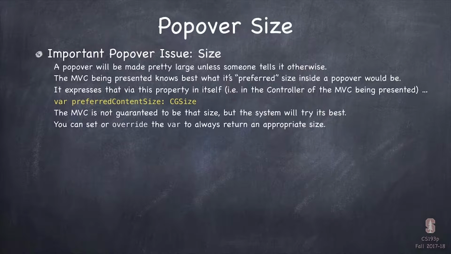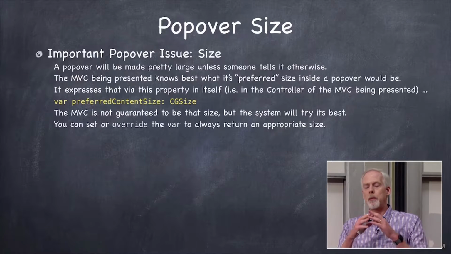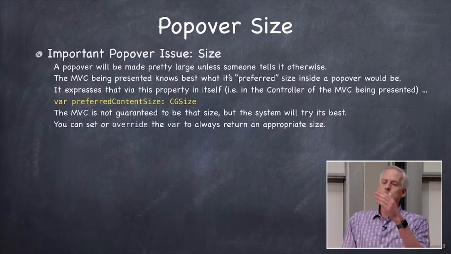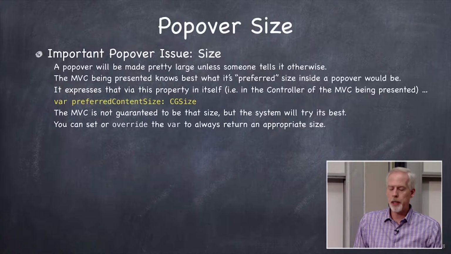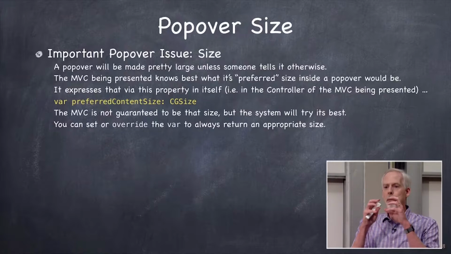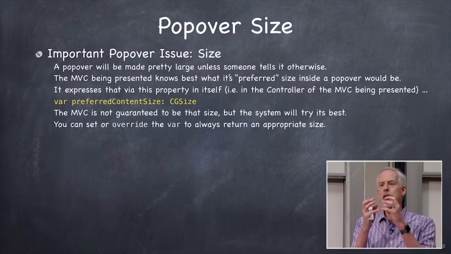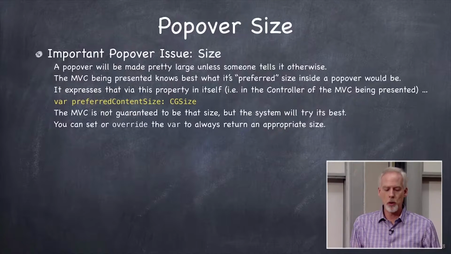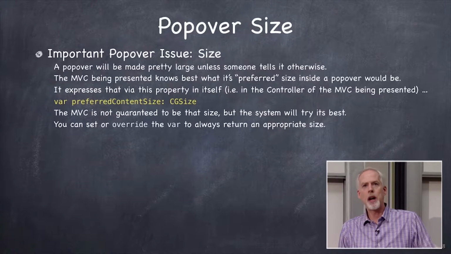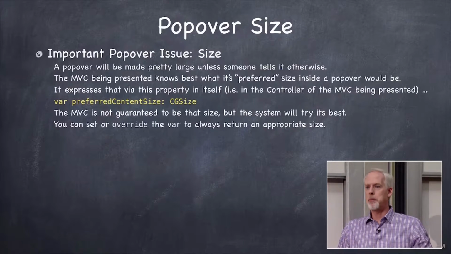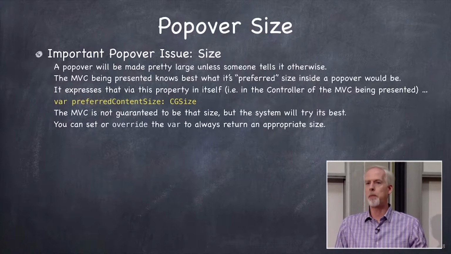Another important popover issue is its size. By default, the popover is going to come up at a kind of fixed size. It's about the width of an iPhone to maybe 2/3 the height of most screens, but it's almost never what you want. You want the popover to come up and be as small as possible to fit your UI. And so you do that with this var in your view controller, the one that's being presented, called preferred content size. It just returns the size that this view controller likes to be, the size it wants to be in a popover.